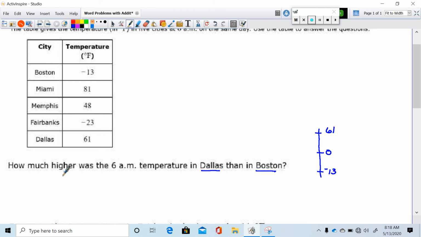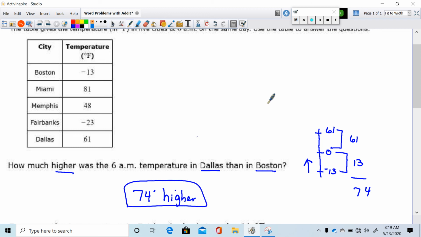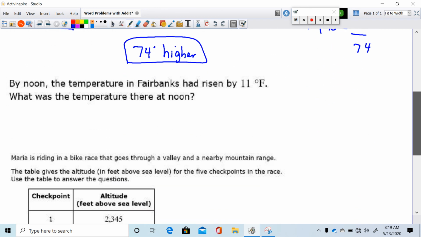And it wants to know how much higher. Well, it wants to know, if you start with the lowest one and go up, how much are you going up? Well, from 0 to negative 13 is 13 units. And from 0 to 61 is 61 units. So if you add those together, you went up a total of 74 degrees. So it's 74 degrees higher. It helps to put it in a vertical number line like that so you can see what you're doing.